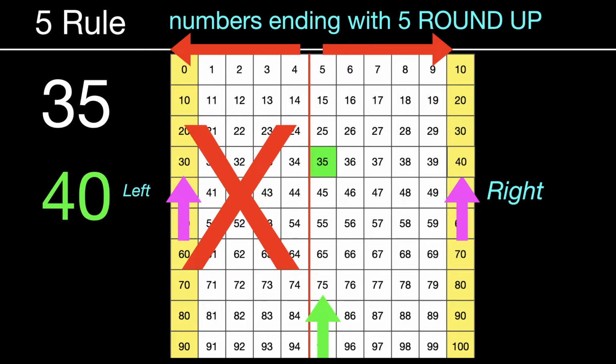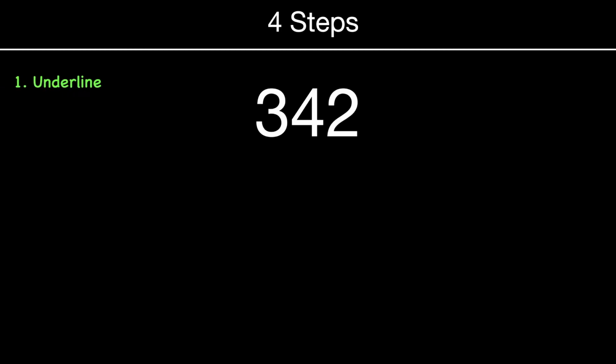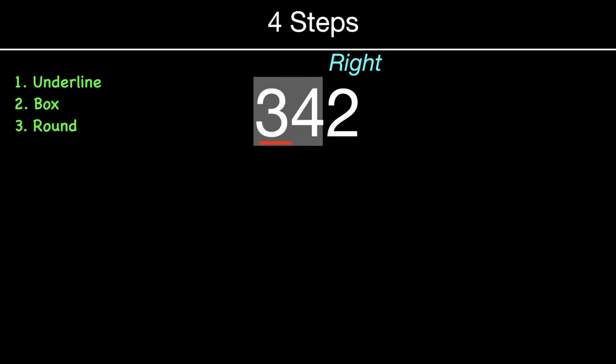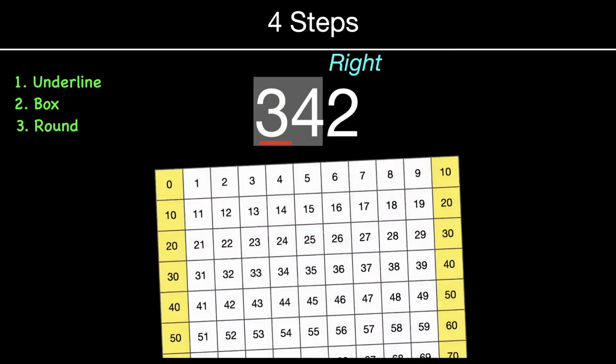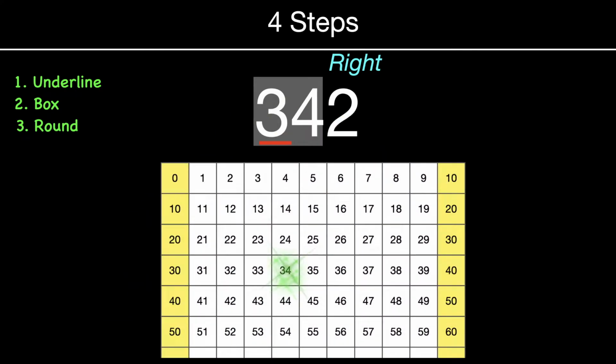So we would say that 35 rounds to 40. We said that there's 4 steps. For example, 342, if we want to round that, we're going to underline our place value, which is the 3. We're going to box that and the next digit. The 34, we're going to round that to the nearest 10. And we're using a rounding chart today.